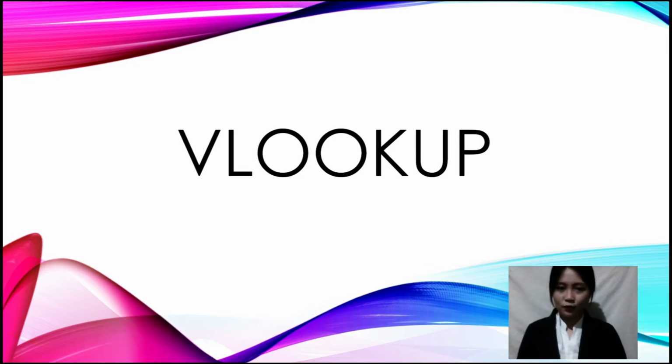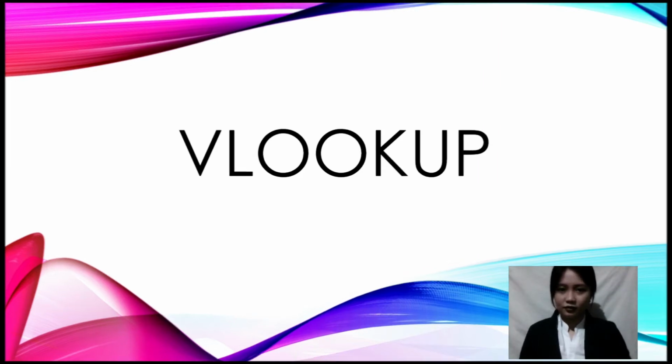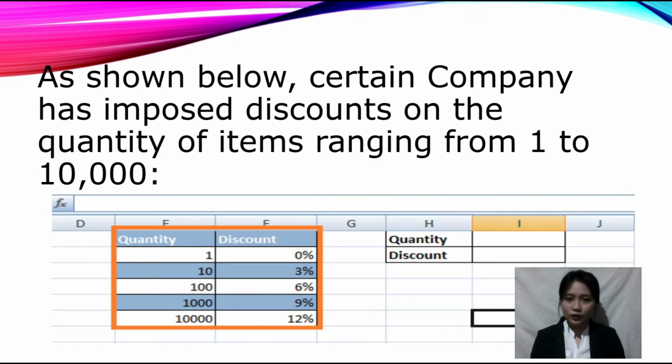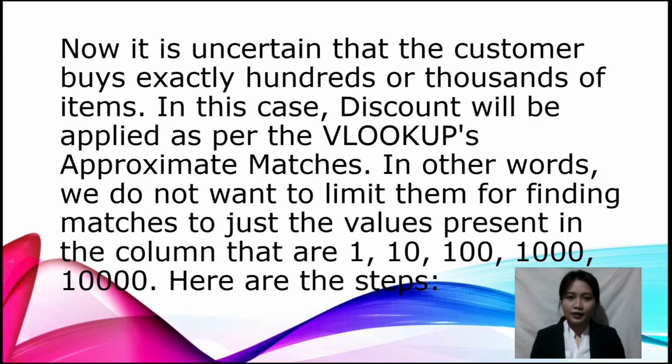Today I am going to discuss one example of VLOOKUP: VLOOKUP for approximate matches, with the TRUE keyword as the last parameter. Consider a scenario where a table calculates discounts for customers who do not want to buy exactly tens or hundreds of items. As shown below, a certain company has imposed discounts on the quantity of items ranging from 1 to 10,000. Now, it is uncertain that the customer buys exactly hundreds or thousands of items.